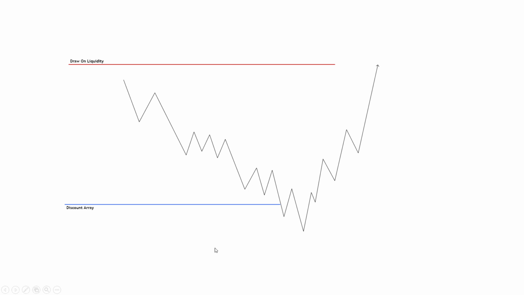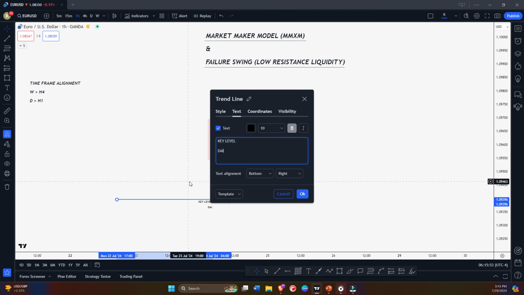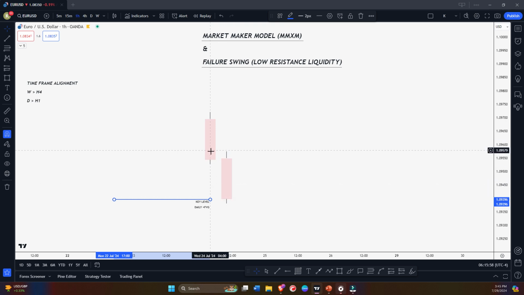Okay, so you can see this chart, for example, you can see we hit this discount level. Okay, let's say just for example purpose, let's say this is a daily fair value gap. Okay, let's say we hit this daily fair value gap. Okay, इससे पहले मेरे को एक और चीज समझाना, let me come to TradingView. Okay, so if you see, let's say for example, this is our some key level. Let's say this is for example purpose. Let's say this is a daily bullish fair value gap. Okay, and let's say we hit this daily bullish fair value gap here.